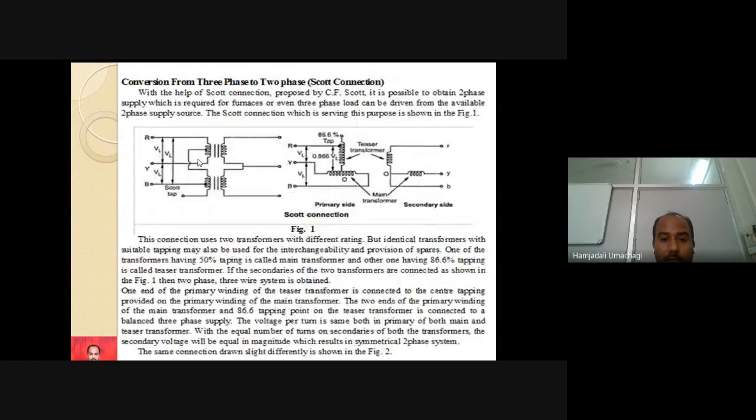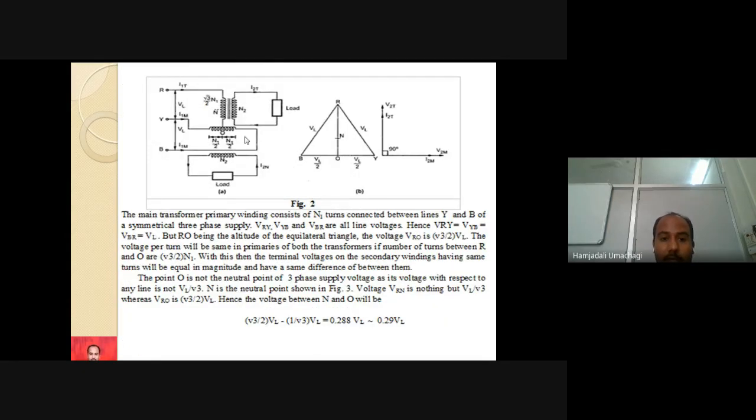First you need to draw this basic circuit diagram. Then you draw the detailed winding tapping connection diagram. Then indicate which is the teaser transformer and which is the main transformer. Then this input and output: input is three-phase, output is two-phase, single-phase and single-phase, the output of the teaser transformer and the output of the main transformer. Then write all the explanation, whatever I explained in the previous session of the Scott connection.